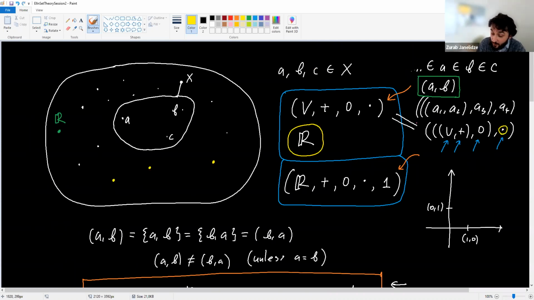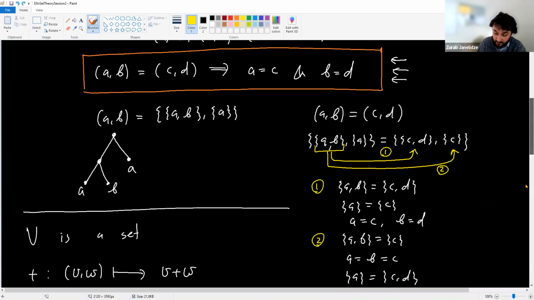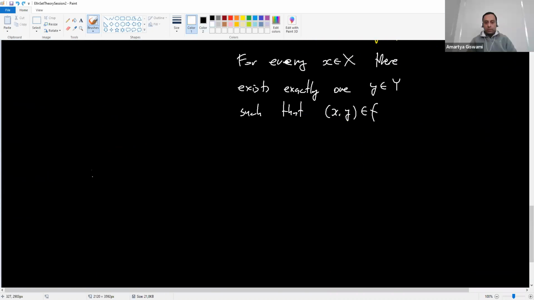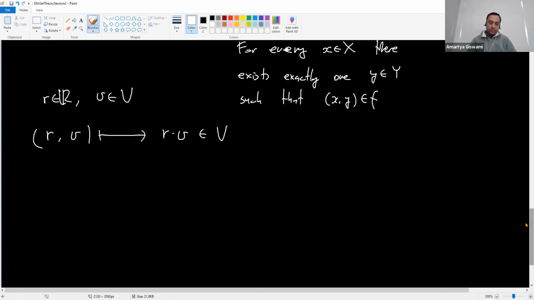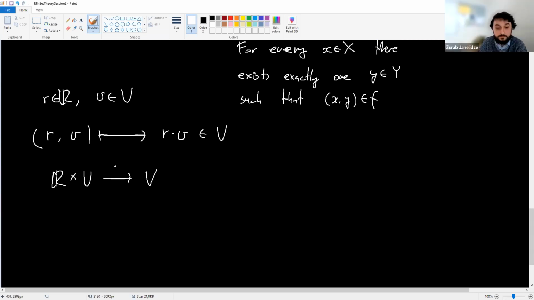And then dot, maybe we should talk a little bit about scalars being multiplied by vectors. So what is scalar multiplication? We take a real number R and we take a vector V, and out of this pair RV we produce R times V, which is still a vector in V. And of course, this is just a function from R cross V to V. So it's again a function, which we know how to represent as a set.